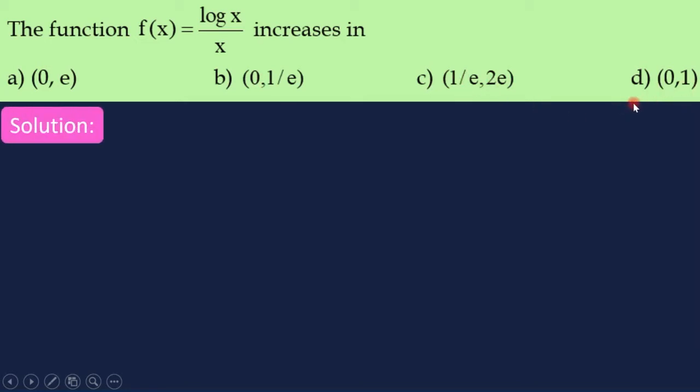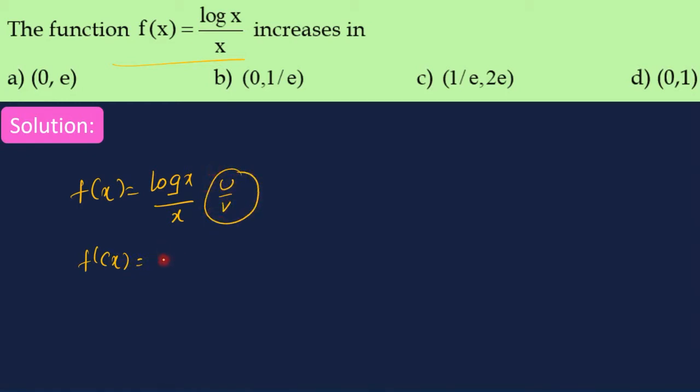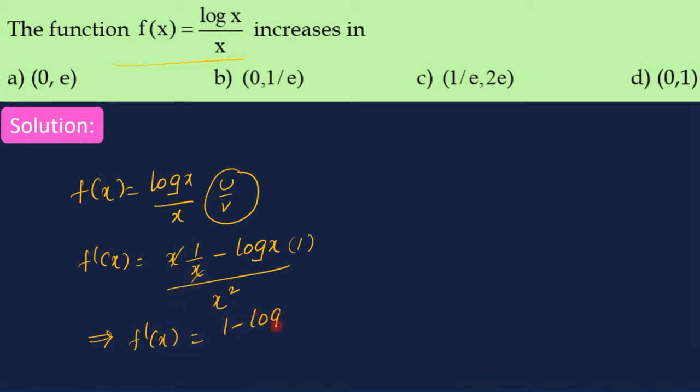Let us find this. Given f of x is equal to log x divided by x. Now f dash of x, it is in the form of u by v. Now applying u by v rule. Here x into differentiation of log x is 1 by x, minus log x into differentiation of x is 1, divided by x square. This implies f dash of x is equal to, here x gets cancelled, 1 minus log x divided by x square.